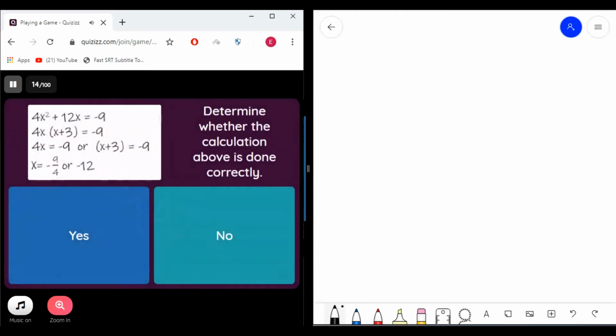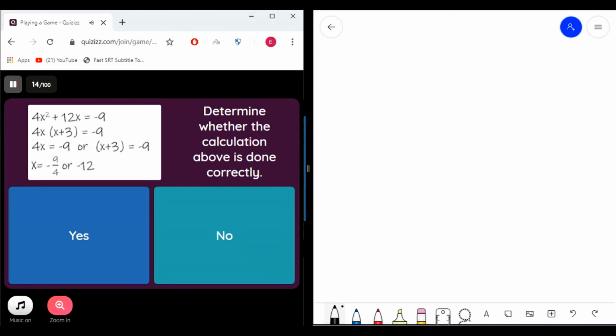Number 14. Okay, determine whether the calculation above is done correctly. Okay, let's have a look. For 4x squared plus 12x equals -9, then factor out 4x. 4x equals -9, x equals -9 over 4. x plus 3 equals -9, x equals -12. This is actually one of the common mistakes in exams. Always remember, when we solve a quadratic equation by factorization, or completing the square or using the formula, make sure the equation is in standard form first.